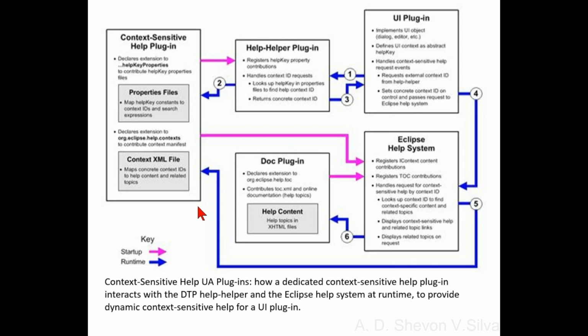Context-sensitive help plugin IDs. Plugins can be supplied as dedicated plugins which point to related help topics that are contributed by other online documentation plugins, but do not contribute any help topics themselves.